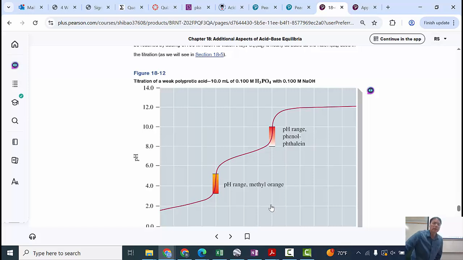So if you look here, I see buffer region number 2 is here. And what's the optimum pH of buffer region number 2? It looks like the optimum pH. What was the optimum pH of a buffer again?